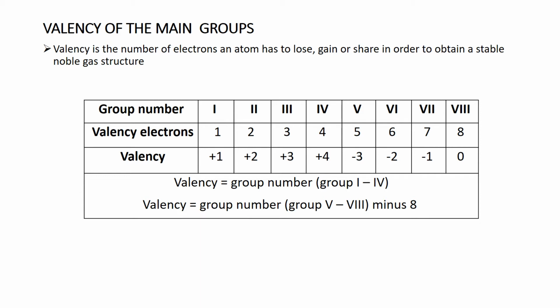Okay. And then the valency, which is the number of electrons that they have to lose or gain or share, we obtain that by saying group number minus 8 for group 5 elements to group 8 elements. And then for group 1 to 4 it is just the group number. The valency is equal to the group number. So the group 4 elements, they are the ones that prefer to share their electrons. But we're going to see that as we do chemical bonding in the next chapter.